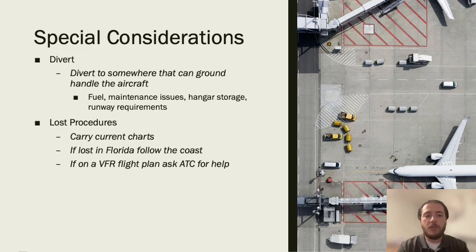And then also lost procedures, so we want to make sure we're carrying current charts either on our iPad or paper charts. We'll also have the avionics on the aircraft. And if lost in Florida, we're just going to be following the coast up to Savannah anyway, so it's going to be pretty hard to get lost that way. And then if we do end up filing a VFR flight plan, we can always ask ATC for help. They're not above helping us out if we need them for anything, so that would be a really good asset to have while we're flying.